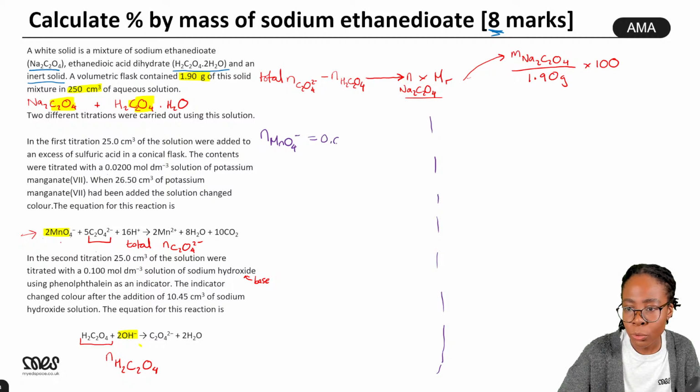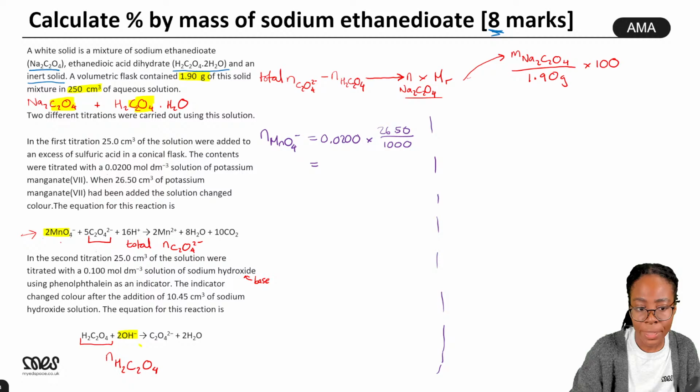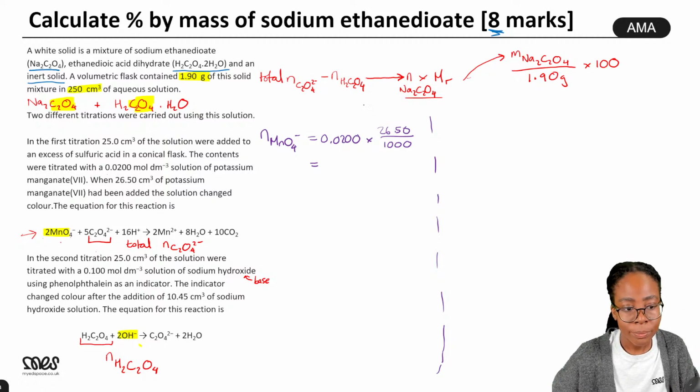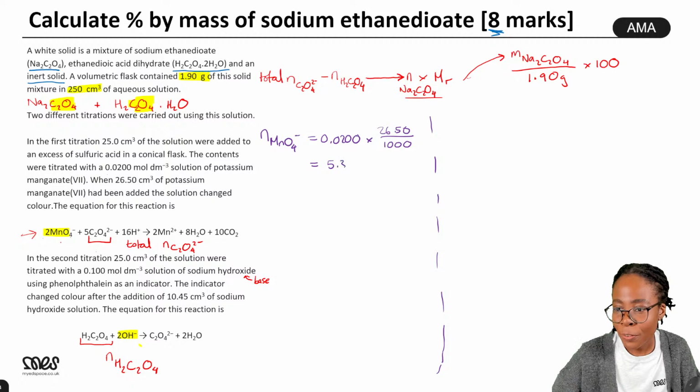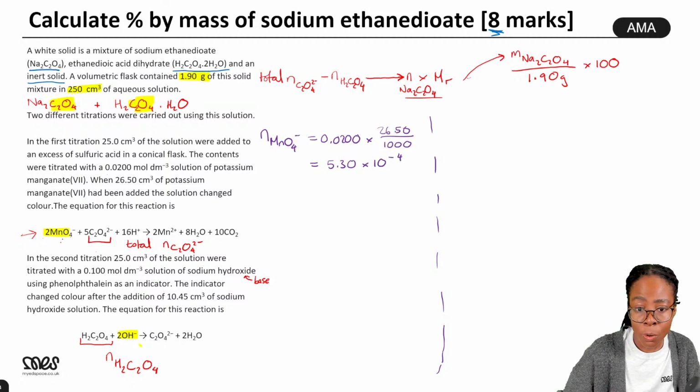Concentration 0.02, volume 26.5 over 1,000 is equal to something. Something. Anybody? Thank you, Michael. 5.30 times 10 to the minus 4. Then we'll use our moles of the manganate and we'll use our ratio to find the moles of the ethanedioate ions. What's the ratio?